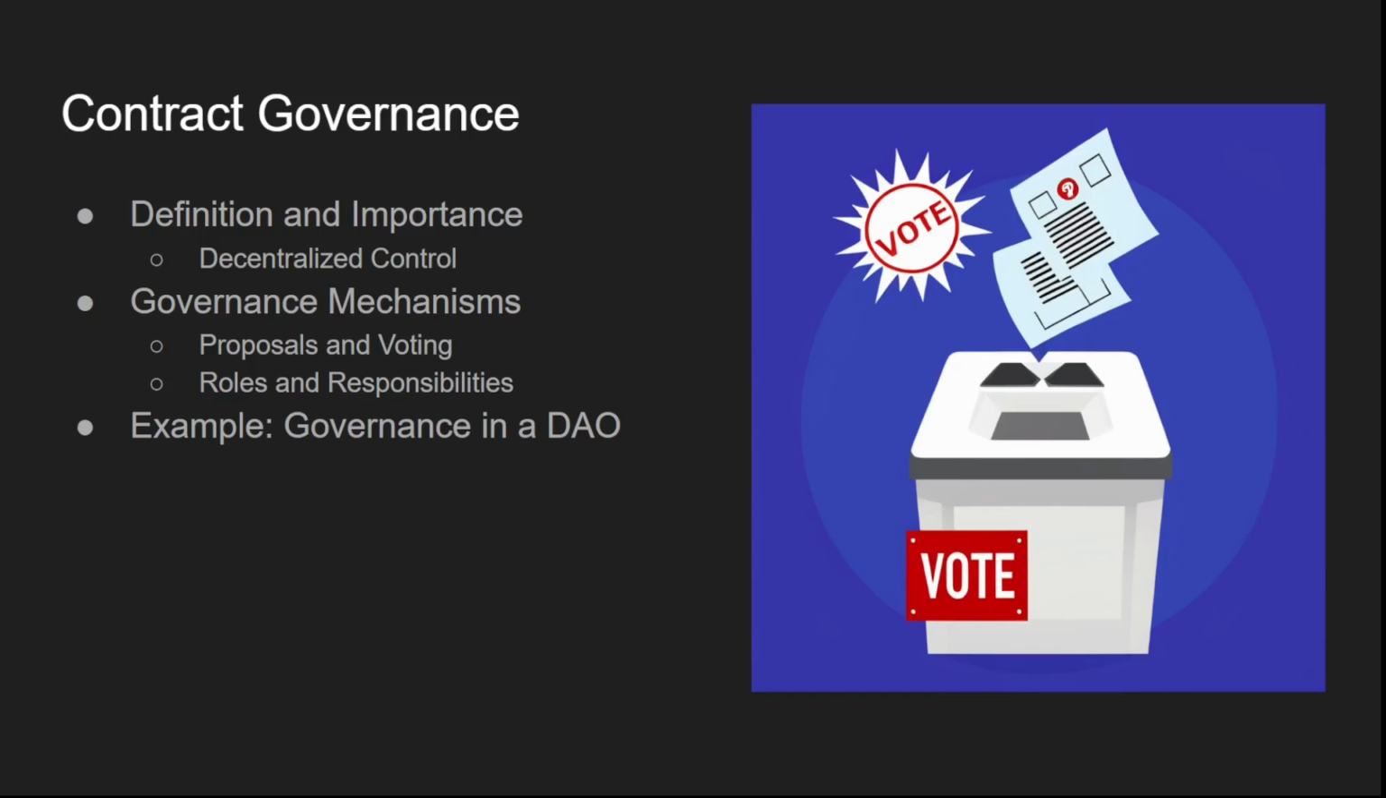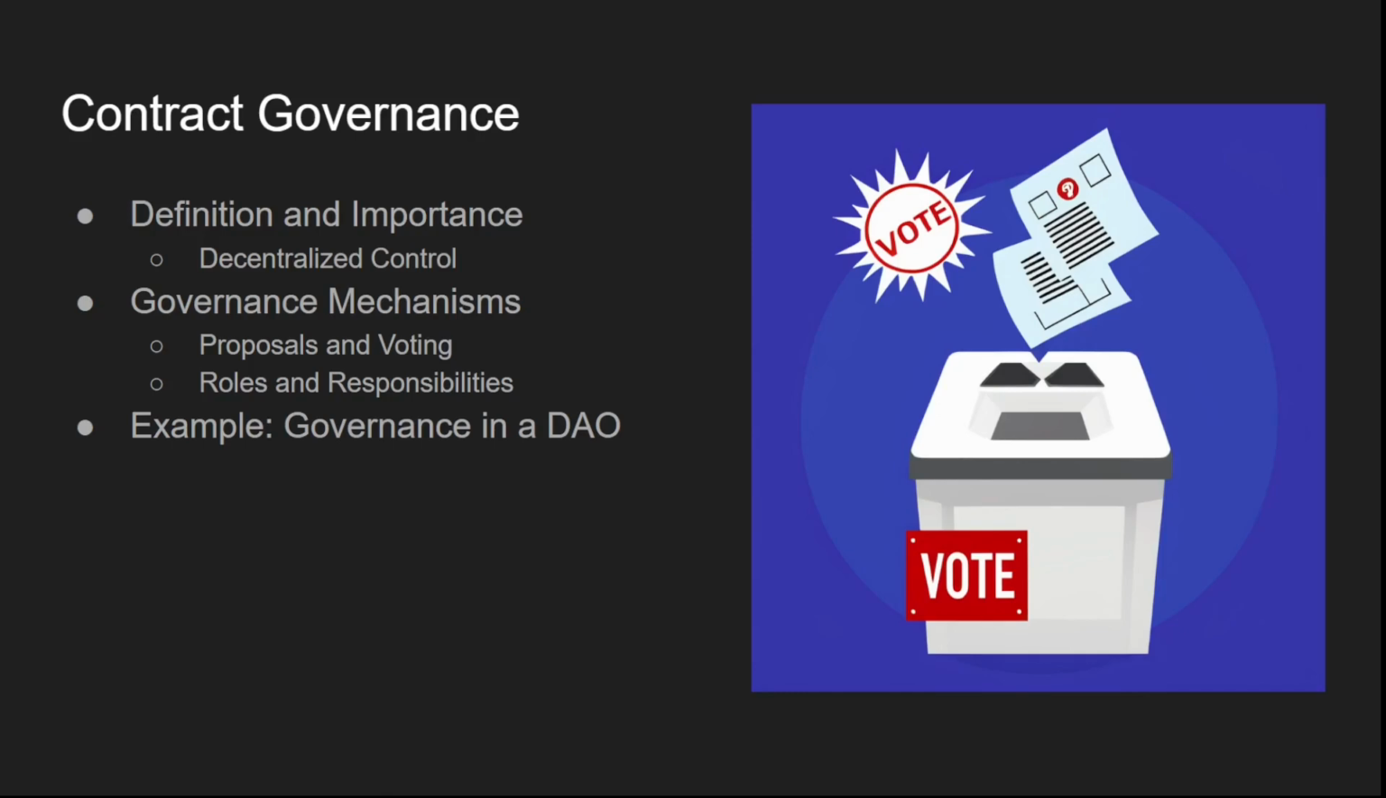To illustrate all these concepts, let's consider an example of governance in a DAO, or decentralized autonomous organization. A DAO is an organization governed by smart contracts, where decisions are made collectively by token holders. In a DAO, any member can propose changes or new initiatives. These proposals are then put to a vote. Each member's voting power is typically proportional to the number of tokens that they hold.